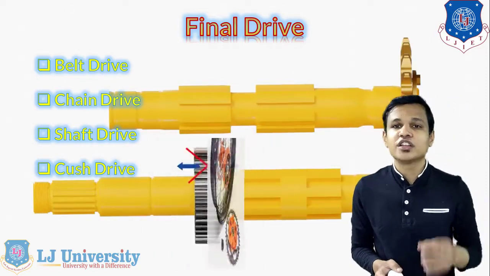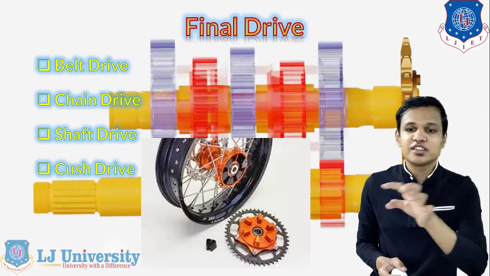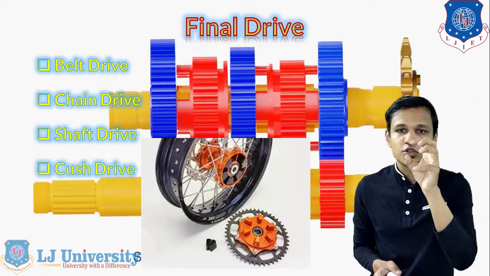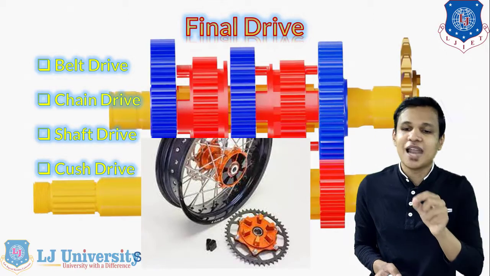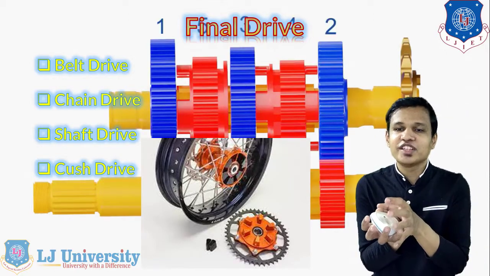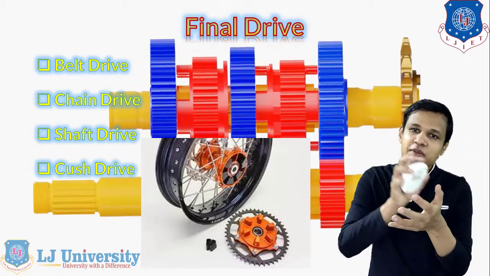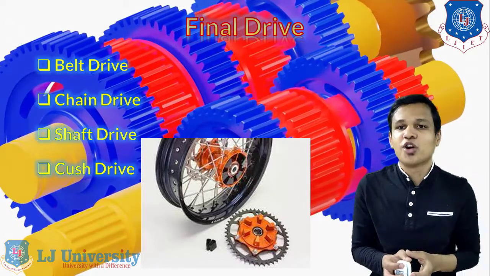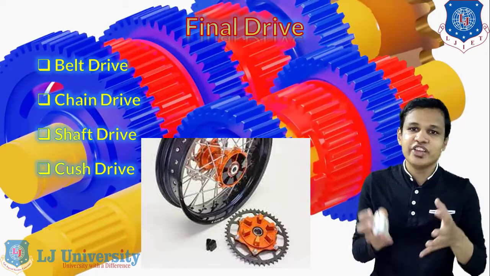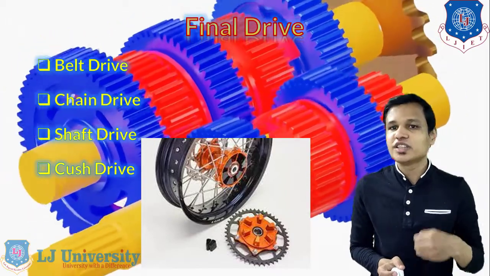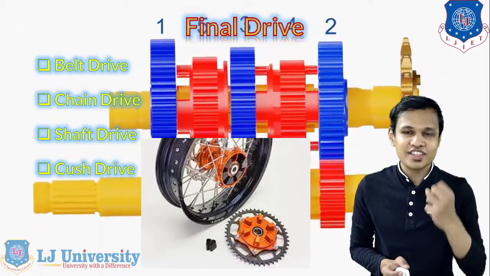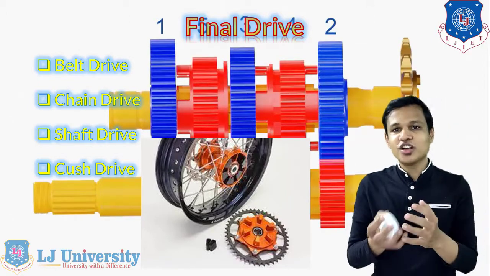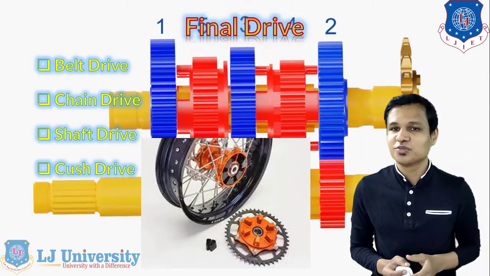You can see in this figure the normal hub which is used with the cush drive arrangement is shown. You can see in the wheel there are cushions provided, shown in the black color, on which our sprocket with the proper blockages will be attached with our cush drive, and this is how the vibrations that come from the engine or from the transmission system will be absorbed in this drive. So these are the various types of final drive which are used at the last part of the transmission system. So this was all in this chapter, which was on the transmission of two-wheelers.